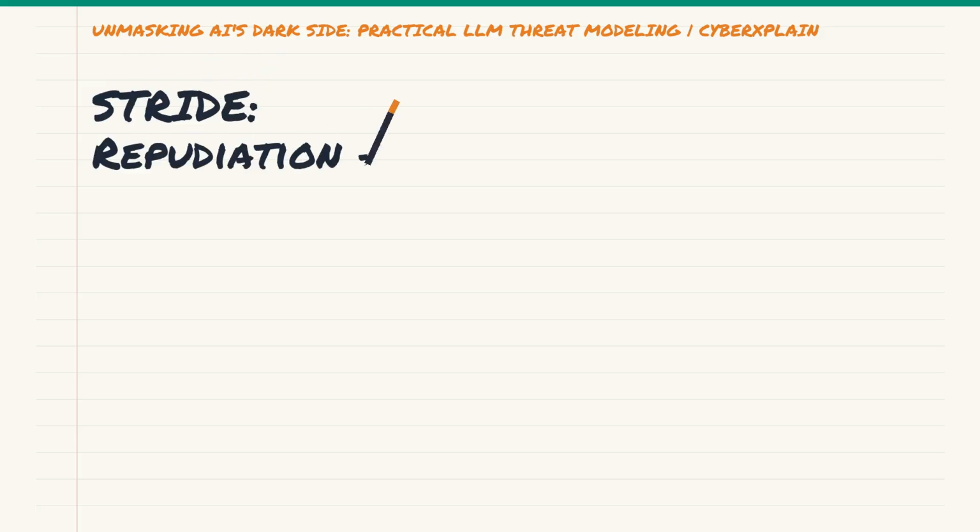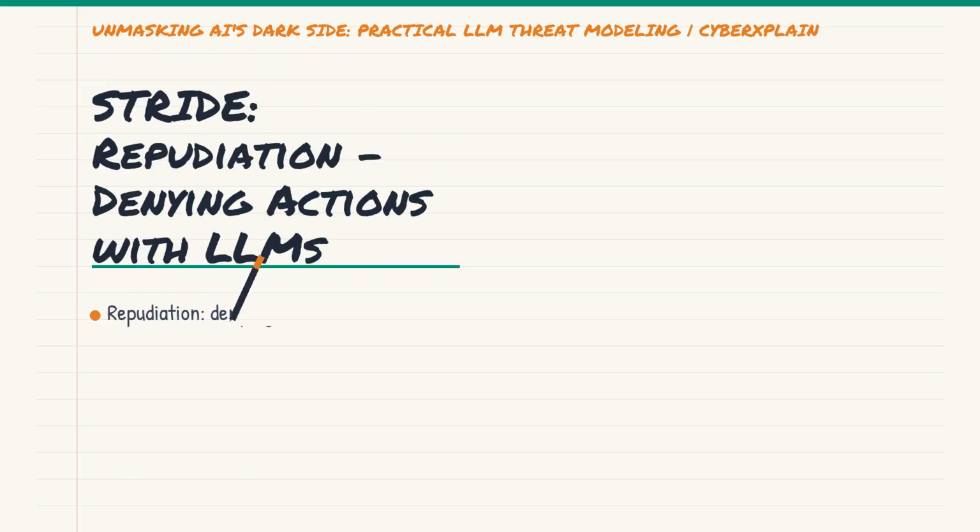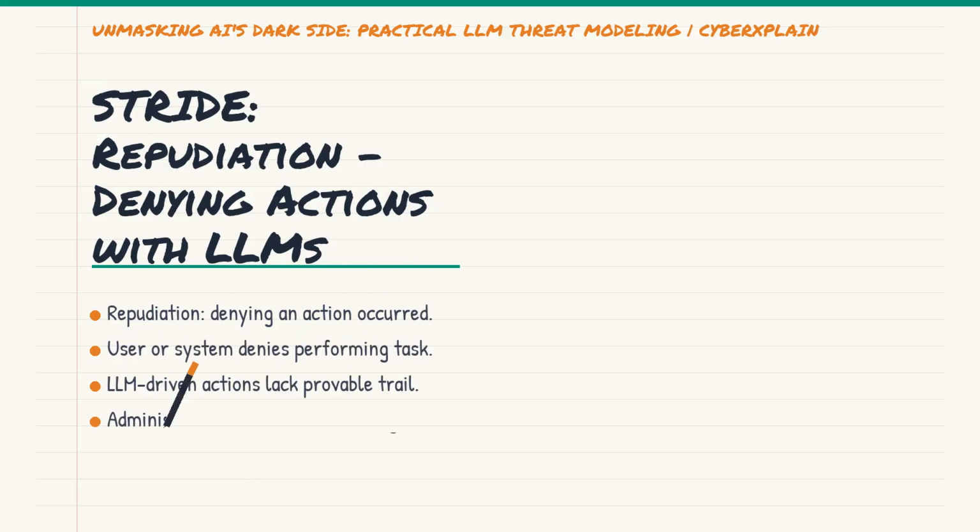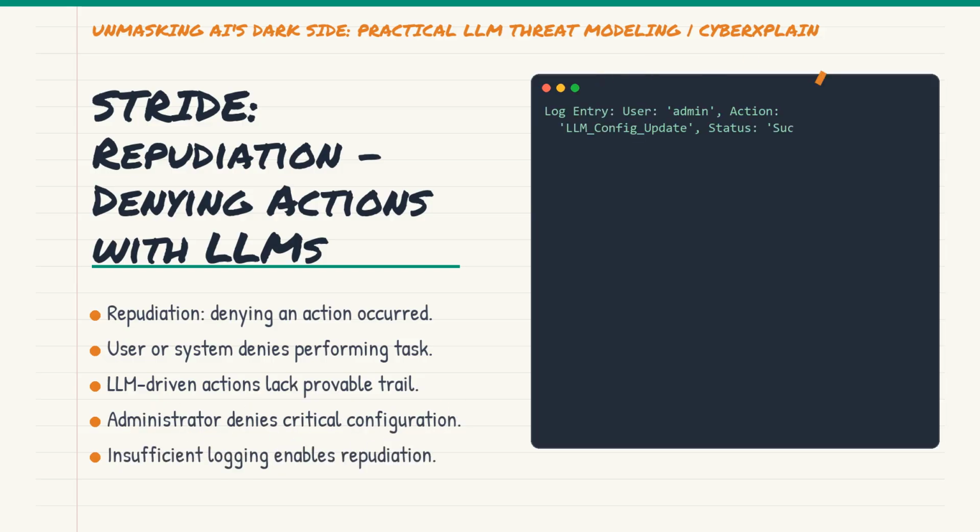Then we have R for repudiation. This is when a user or system entity can deny having performed an action, and there's no way to prove otherwise. In an LLM context, think about an administrator who uses an LLM-powered tool to make a critical configuration change. If logging is insufficient or easily manipulated, that administrator could later deny making the change, leaving no audit trail. This is particularly problematic in regulated industries or for sensitive operations. Robust logging, immutable audit trails, and proper digital signatures where applicable are our best friends against repudiation.